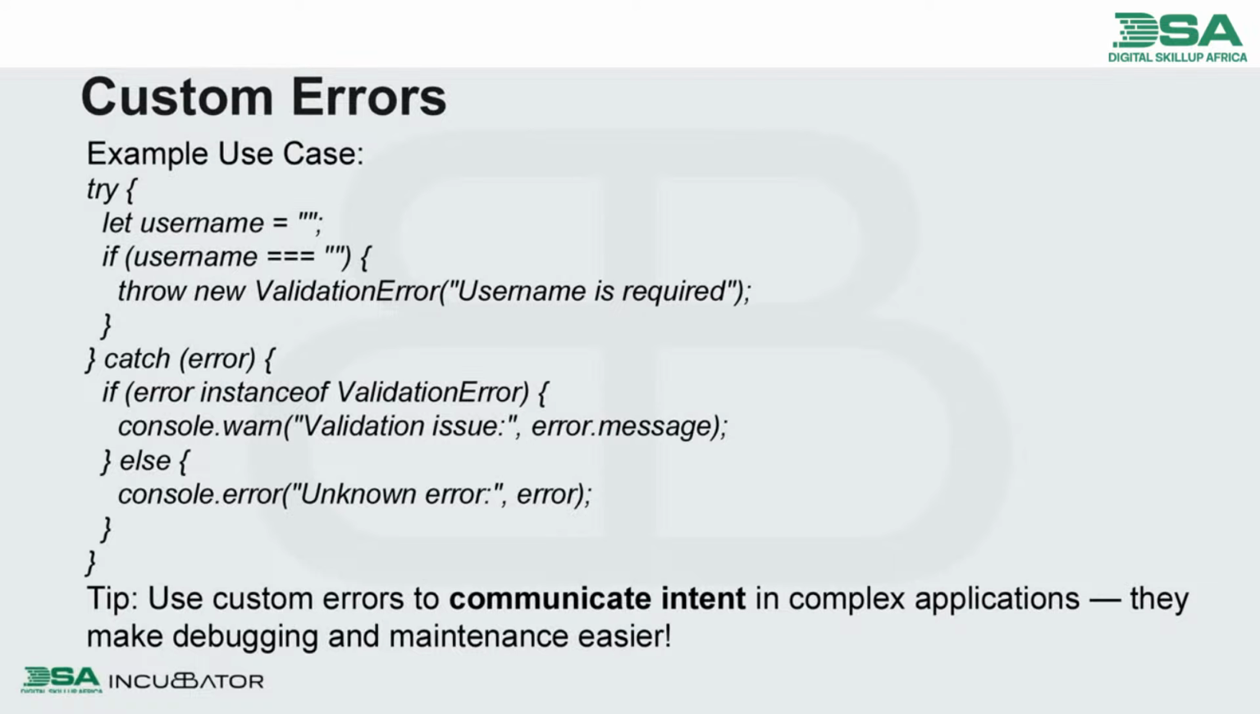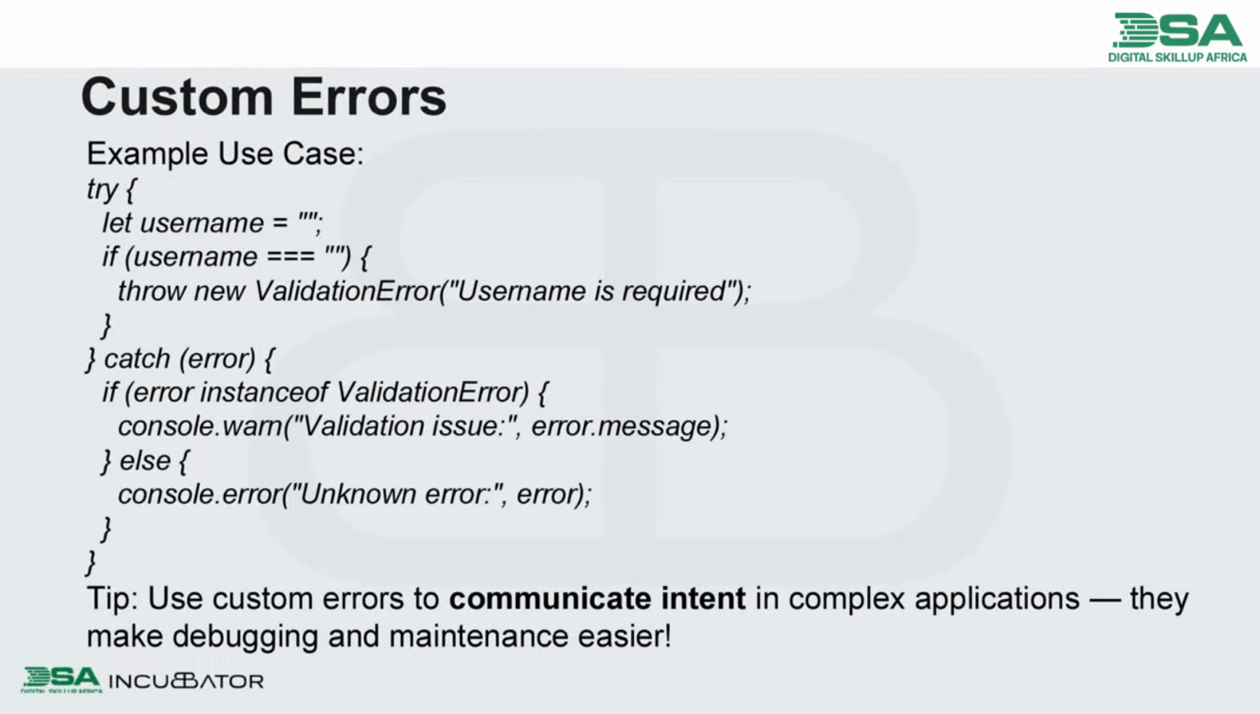For instance, I have a simple use case. It's a try catch that takes in a username. We ensure that the username the person is entering is not an empty string. If it's empty, you throw a new ValidationError, because it's a validation error: username is required. Then in the catch, we can check if the error we're getting is an instance of ValidationError and determine the kind of message to show. Or if it's an error that we don't know, we can call it unknown error, and so on. You can play with all these things when you understand it.